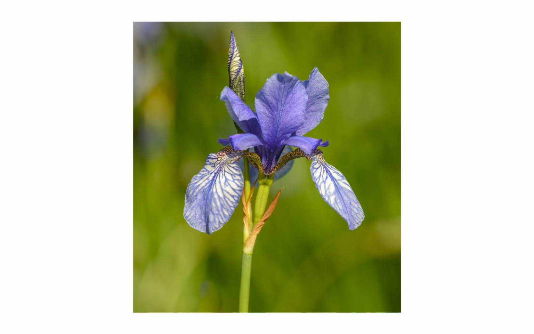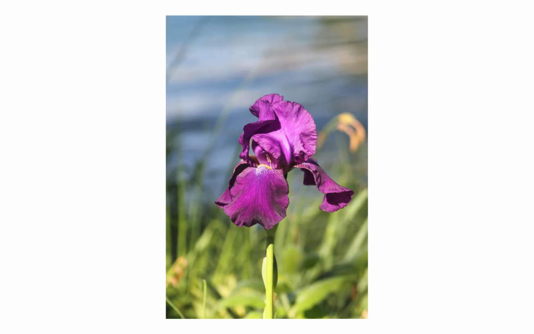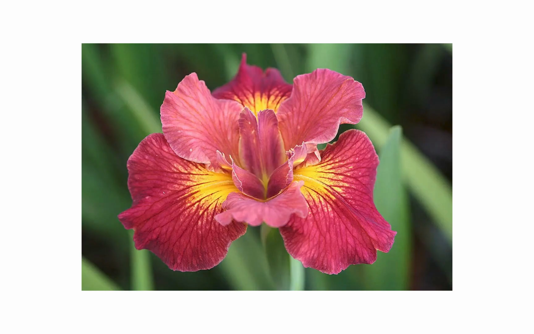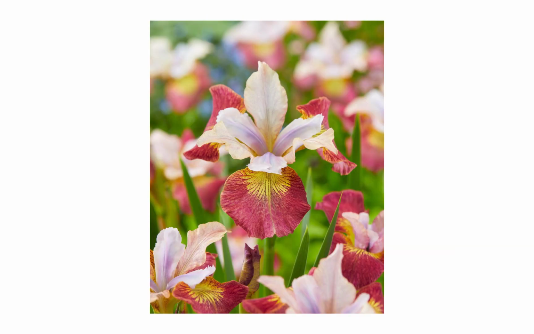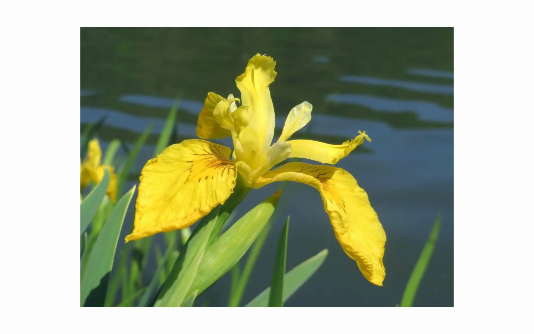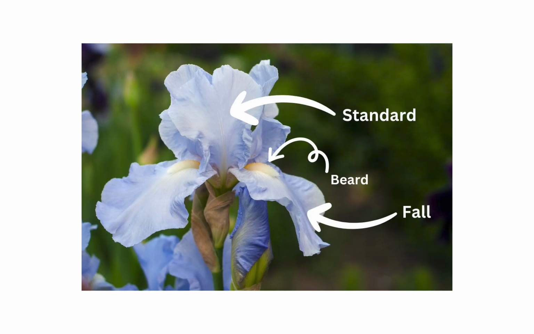This is the genus Iris. These plants are found across the temperate regions of the Northern Hemisphere, thriving in environments that range from dry, rocky mountainsides to wet marshes and riverbanks. One of the most recognizable features of an iris flower is its structure, especially the drooping lower petals, known as the falls, which often carry a distinctive beard or crest.